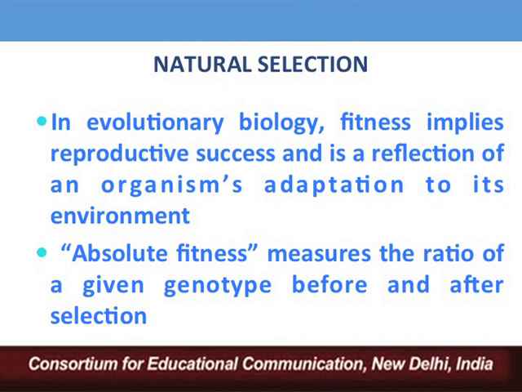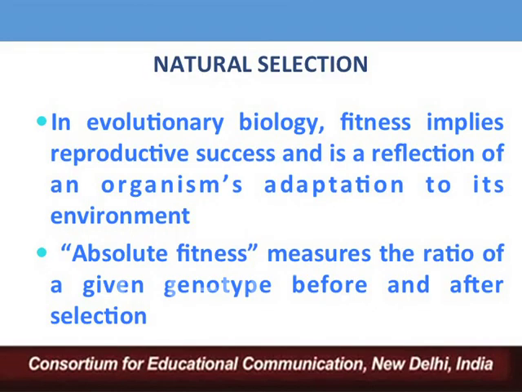That means how much success an organism has in reproducing, not only the act of sexual intercourse, but the production of offspring which have a part of their genome from that particular organism. So when we talk of fitness in evolutionary biology, it not only tells of the reproductive success, that is production of the progeny, but it also tells that the organism is much more adapted to that particular environment.